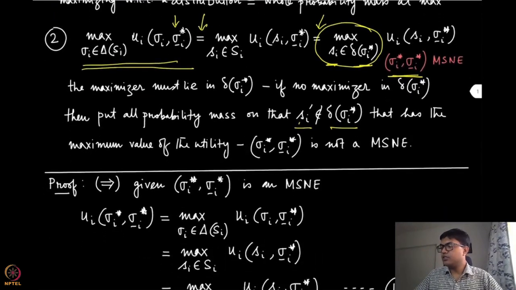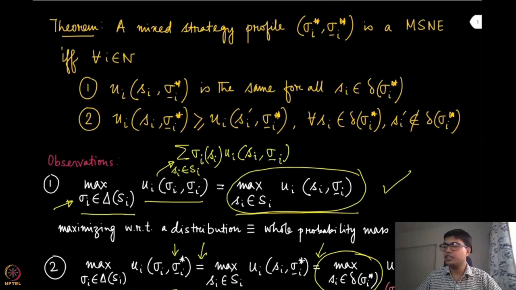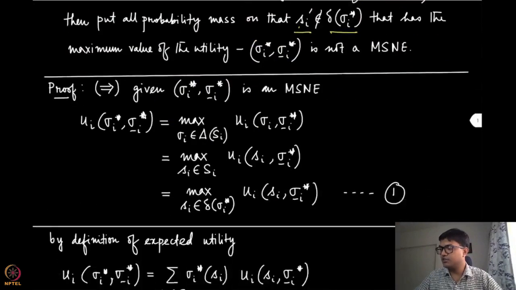Okay, so with these two observations, we are now in a position to prove this result. There are two parts to this proof, because it is a necessary and sufficient condition. First, we will prove the forward direction. That means we will start by assuming that sigma_i star, sigma_minus_i star is a mixed strategy Nash equilibrium, and show these two conditions hold. And in the reverse direction, we'll assume these two conditions hold and show that sigma_i star, sigma_minus_i star is a mixed strategy Nash equilibrium.